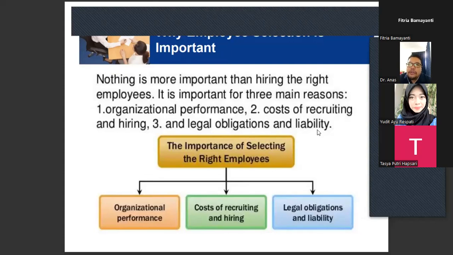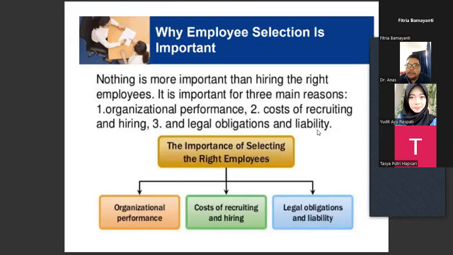So why is employee selection important? Because nothing is more important than hiring the right employees. It is important for three main reasons. First, organizational performance. Second, cost of recruiting and hiring. Third, legal obligation and liability. So these are the three main reasons why selection is important in an organization.